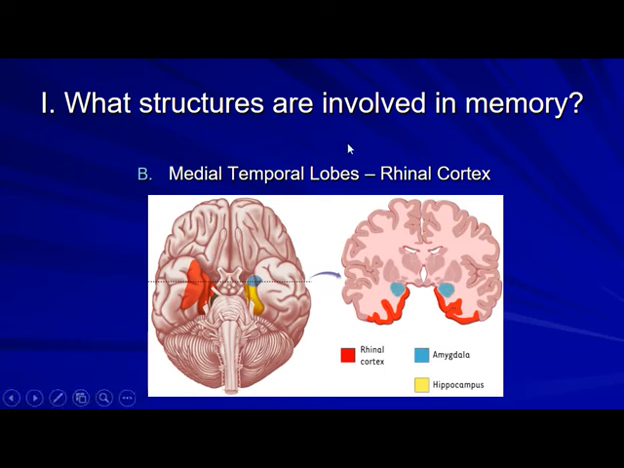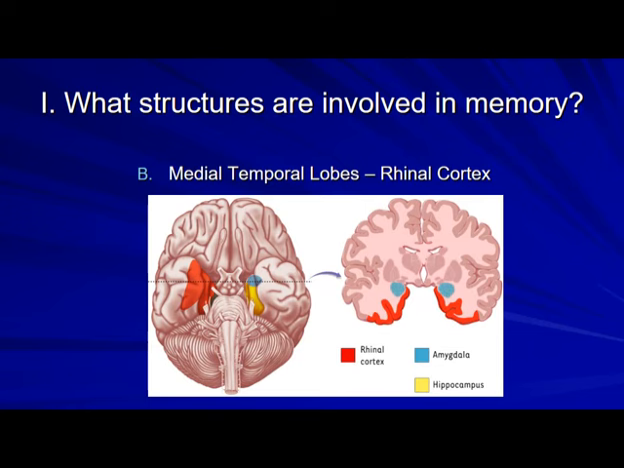The hippocampus is located right beneath the temporal lobes in what is called the medial temporal lobe complex. The rhinal cortex, hippocampus, and amygdala are all kind of wrapped up a little bit in memory, but certainly the hippocampus and the rhinal cortex are a huge part of our memory formation.